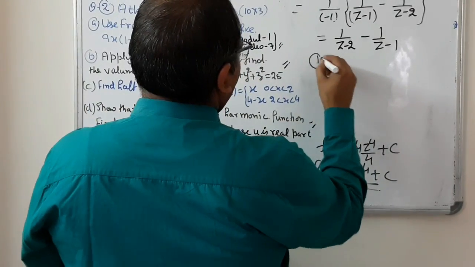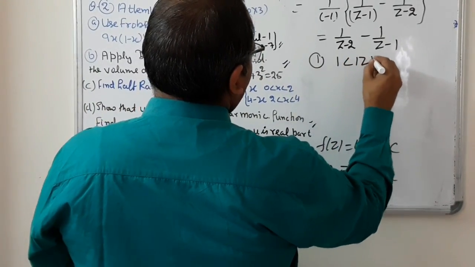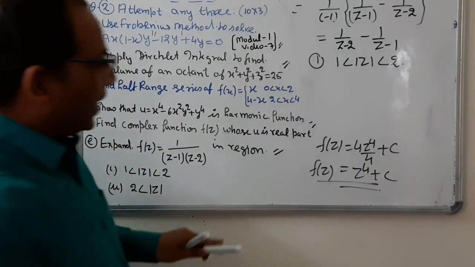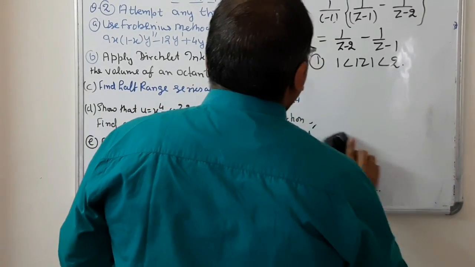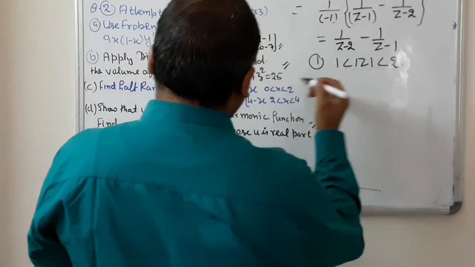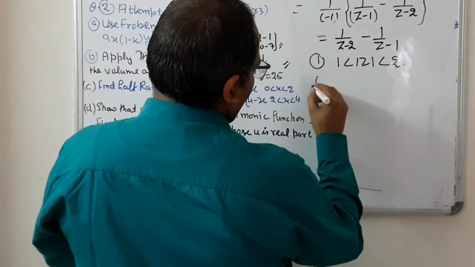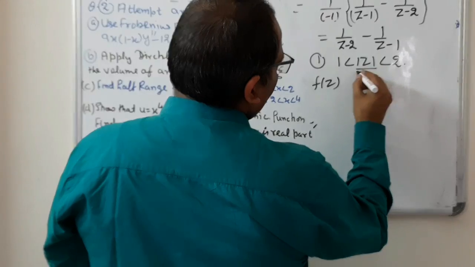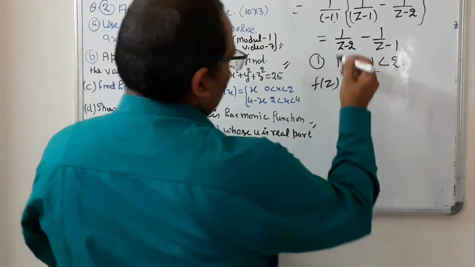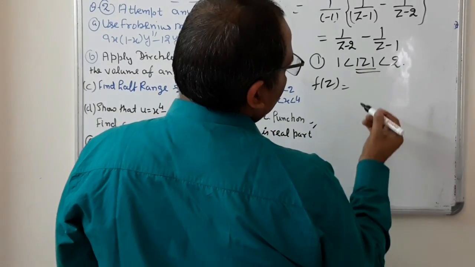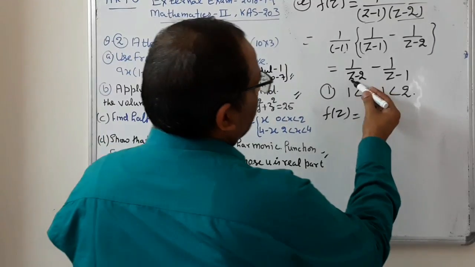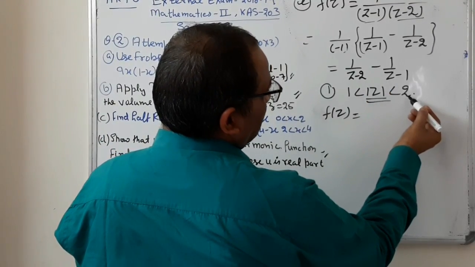The first part is given as 1 less than modulus of z less than 2. We have to expand this, and as we know, we should take common the greater part. For |z| less than 2 you have to expand around z equal to 0. So taking the first part, 1 upon z minus 2, between z and 2, 2 is greater.